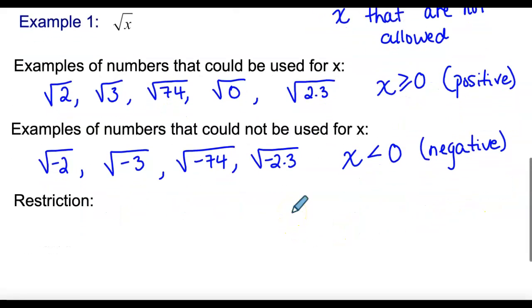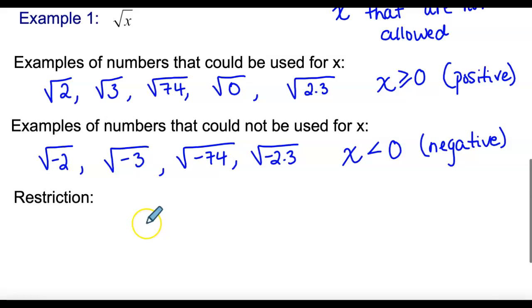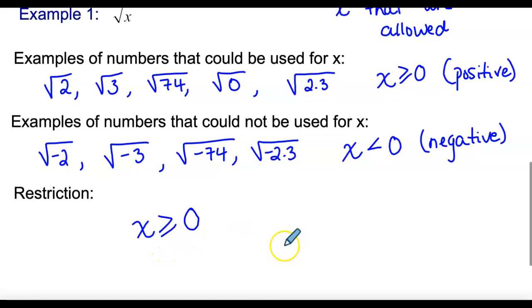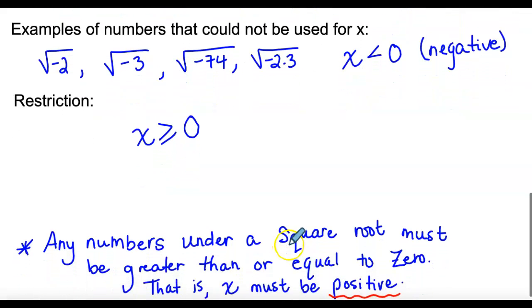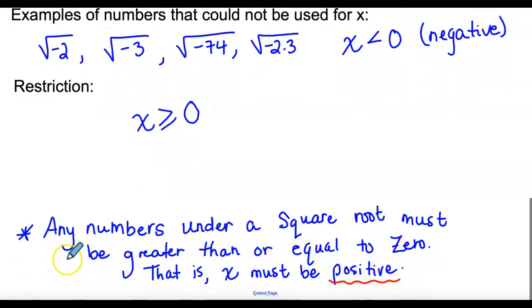Therefore, our restriction is x must be greater than or equal to 0. You can take the square root of 0, it's just 0. Or you can take the square root of any positive number. So if you want to write this in words, the note would be that any numbers under a square root must be greater than or equal to 0. That is, x must be positive.